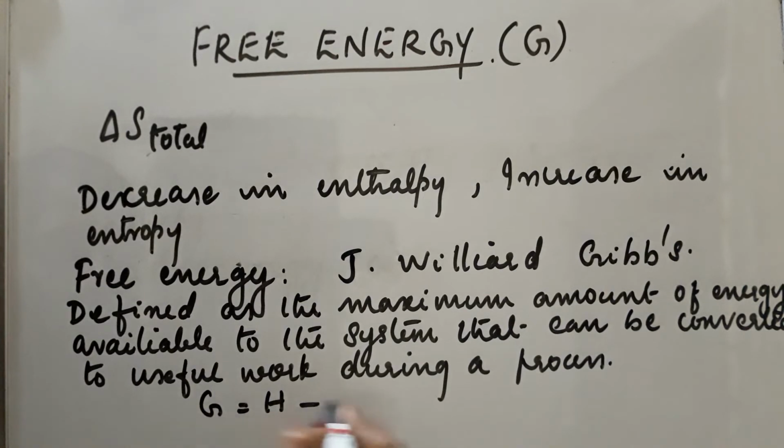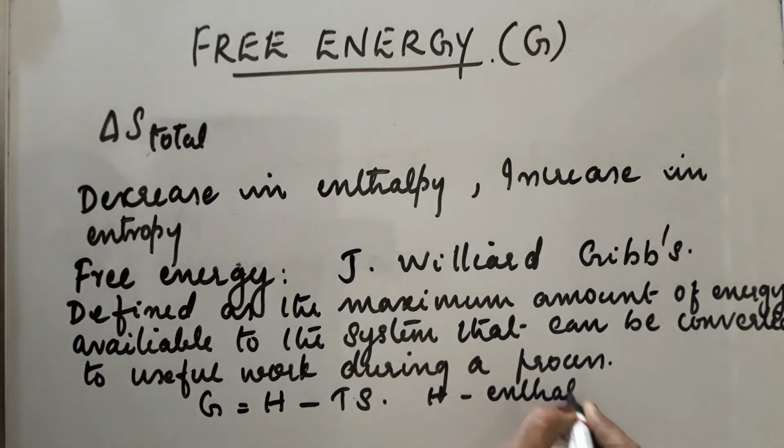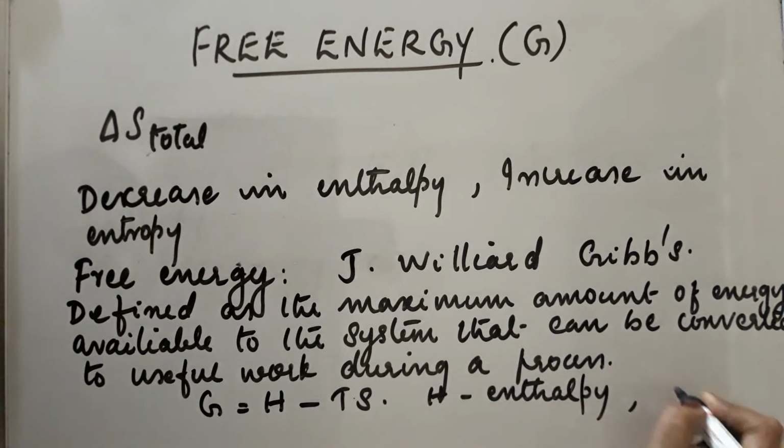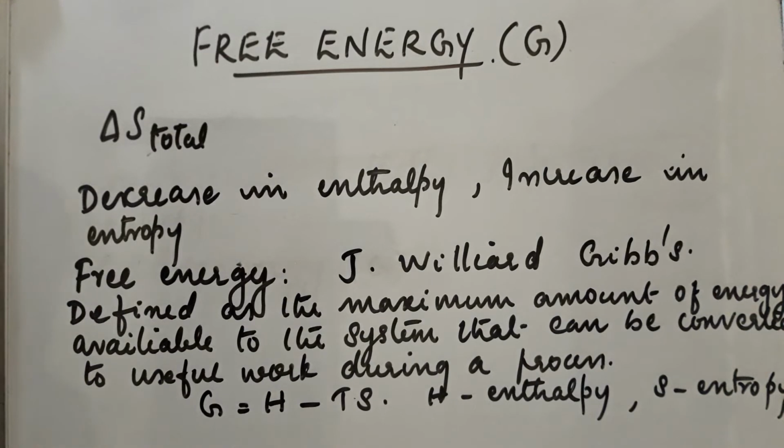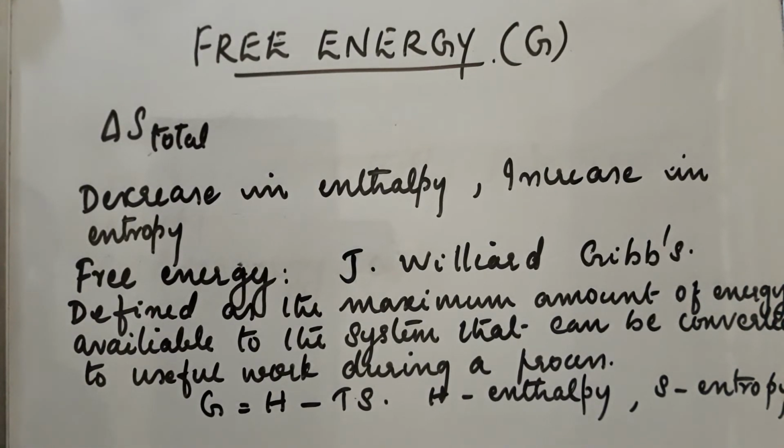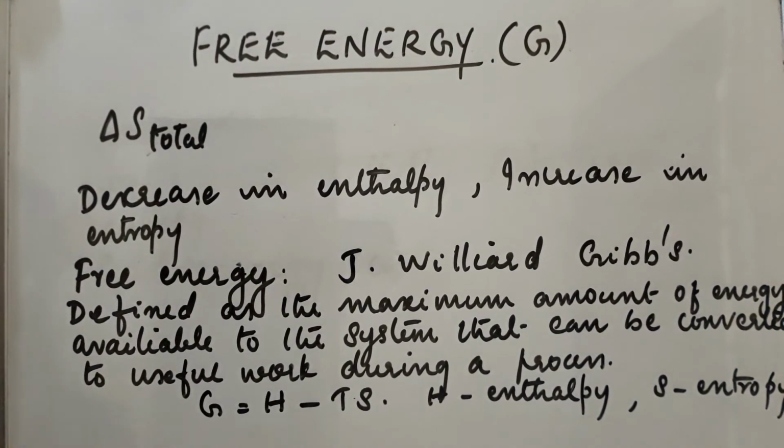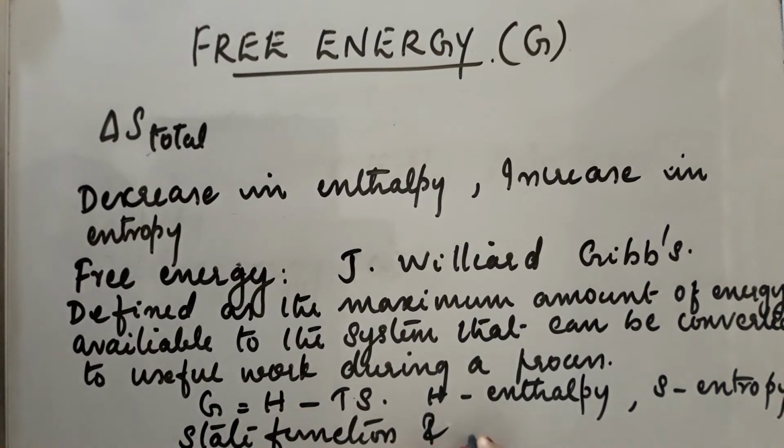G will be equal to H minus TS, where H is enthalpy, T is temperature and S is entropy. So G is equal to H minus TS, and T is absolute temperature. And what are the important characteristics of G? G is a state function and it is also an extensive property.